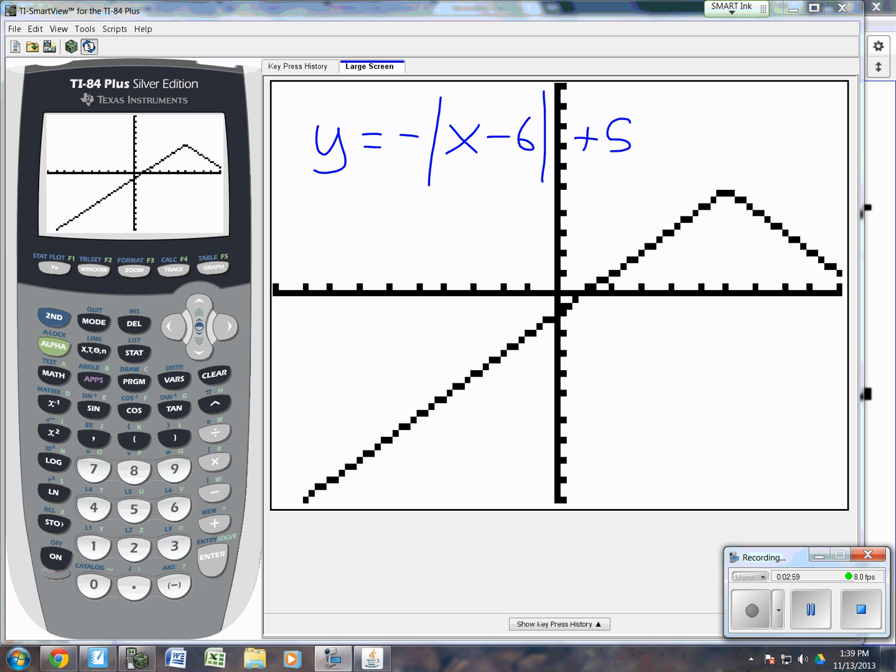So what did the negative do, you guys? Flipped it over, right? The x minus 6 shifted to the right 6 units. The plus 5 shifted it up 5 units. Good job. Looks like you guys are getting this.